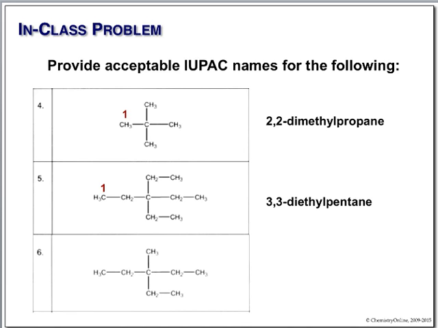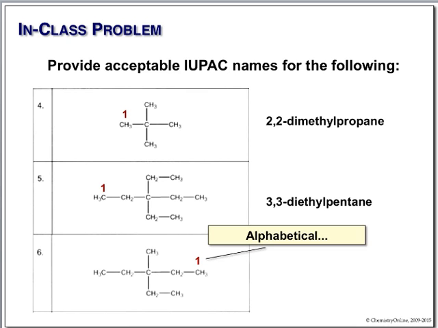Our next one, we also have a pentane, don't we? And we have a methyl and an ethyl attached to our middle carbon, so it doesn't matter which one we make number 1. We're going to arrange our two substituents alphabetically. Ethyl comes first, then methyl. They're both at carbon number 3. 3-ethyl, 3-methyl pentane.